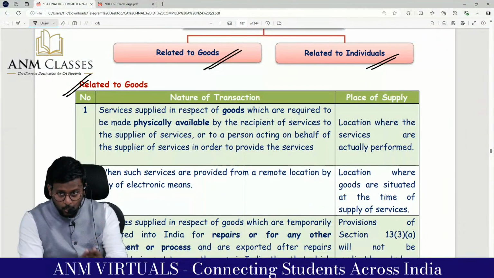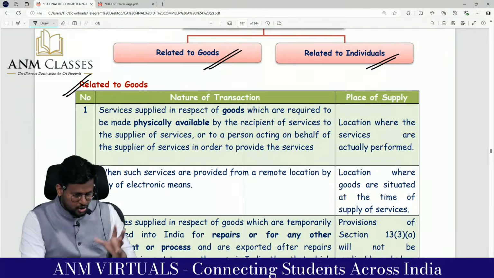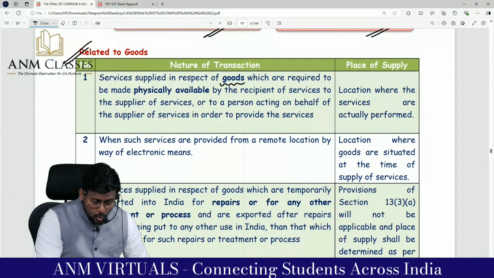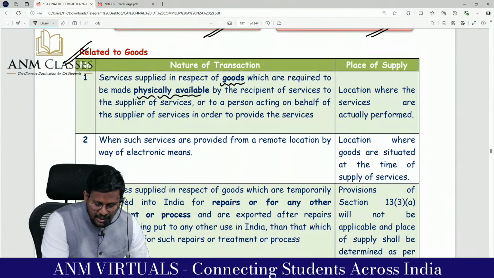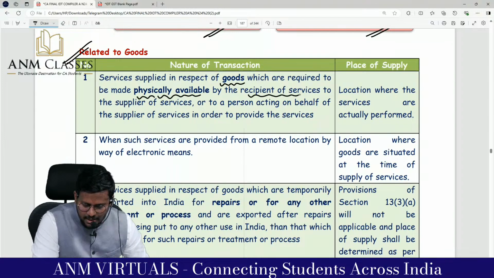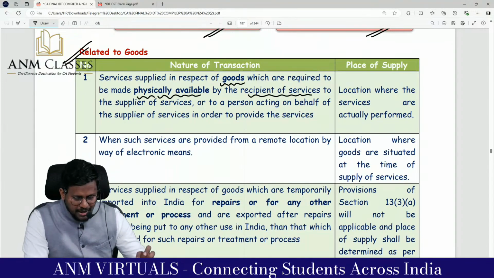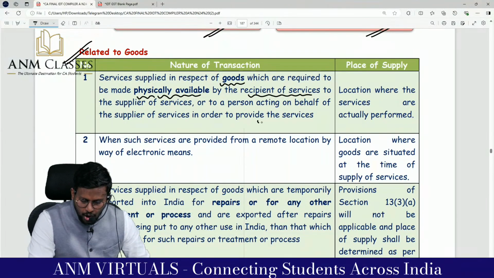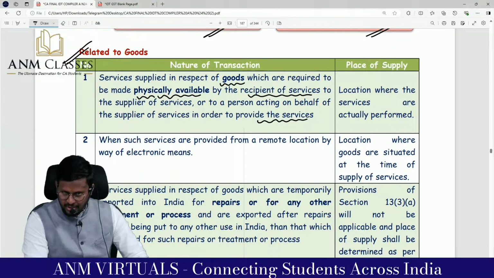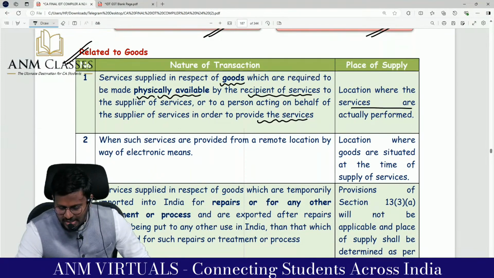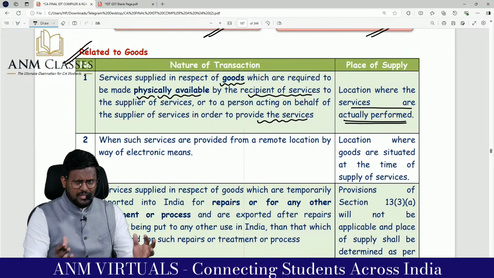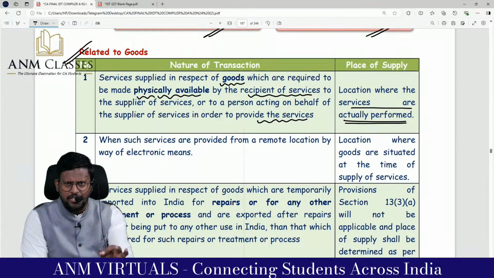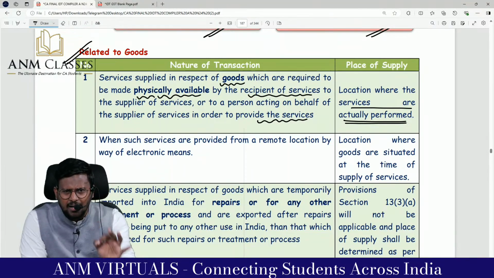You have to understand in the way in which it has to be understood. Enjoy the explanation. Services supplied in respect of what? Which are required to be made physically available by the recipient of service to the supplier of service or to a person acting on behalf of the supplier in order to provide the services. Then the location where the services are performed, because it is a performance based service. Since it is a performance based service, the place of supply should be the place where the services are performed.